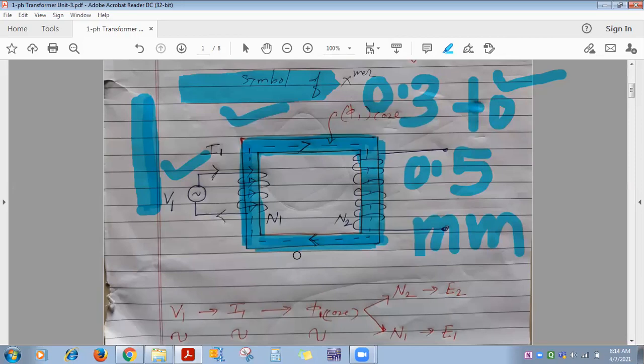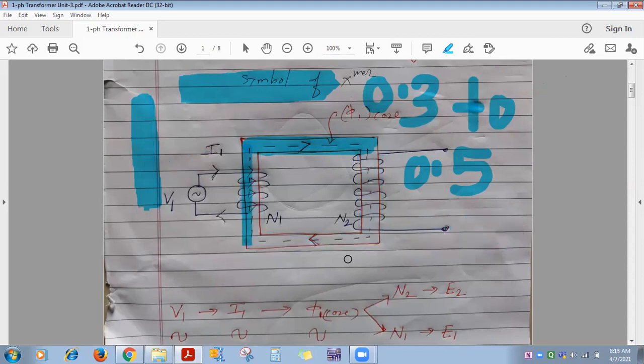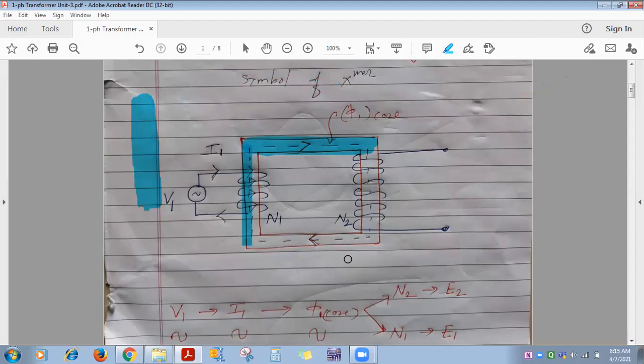Why does it require lamination? To reduce eddy current loss. Why is it made of silicon steel? To reduce hysteresis loss. What is hysteresis loss? What is eddy current loss? We'll see soon how they get minimized if we use silicon steel and a laminated core. When we go to losses, we'll see it in detail. So like this, a laminated silicon steel core, rectangular or square in shape, and then on it the primary and secondary windings are wound. See here, this is the primary winding wound on it.